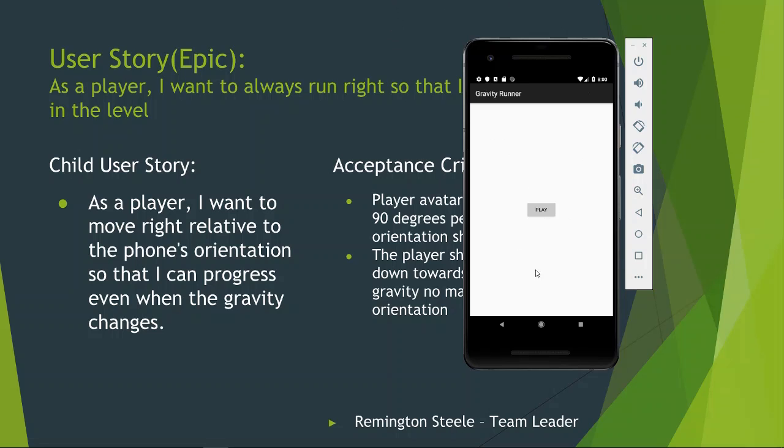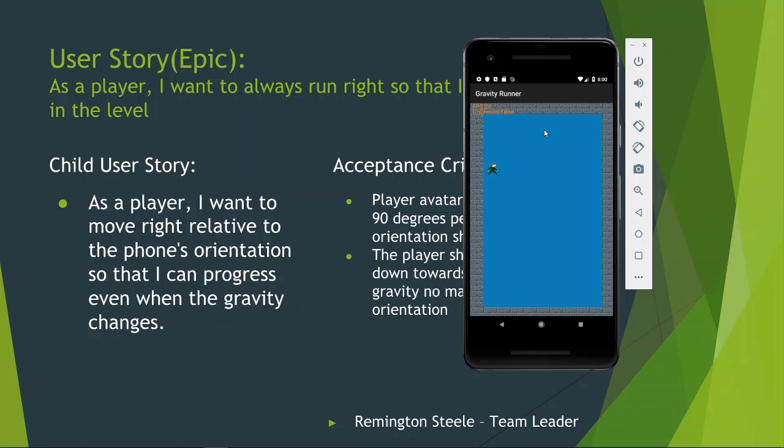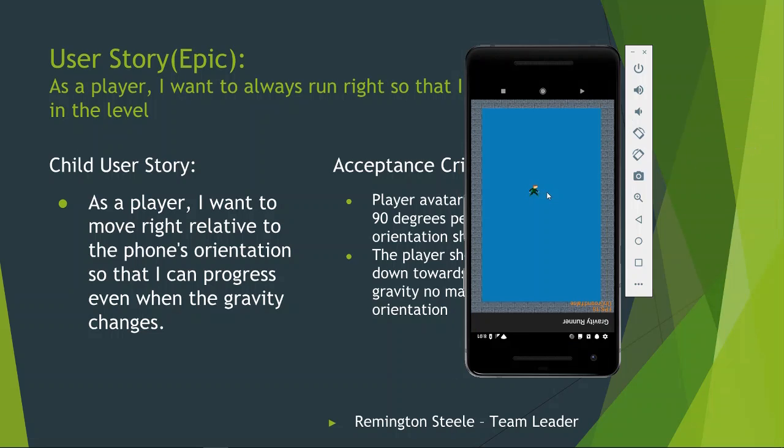So now we'll show an example of this. We have our app running of Gravity Runner. We hit play. We're going to choose not to log in, and it'll bring us right into the app here. And we see our player as he slowly is moving down, very low gravity here. And now, if I rotate the phone, he'll start moving downward towards his new gravity, set at this new 90-degree angle turn.